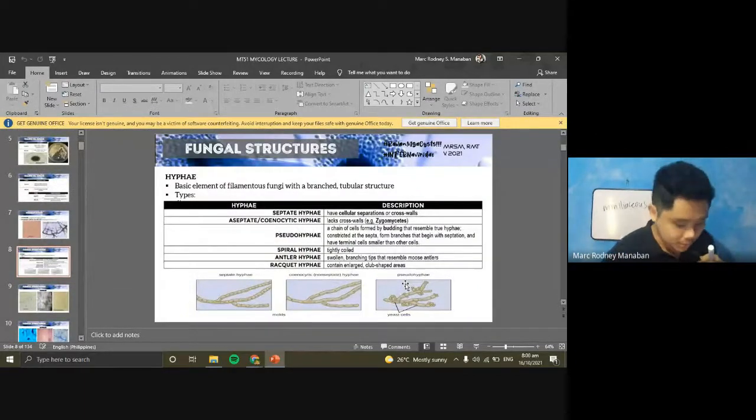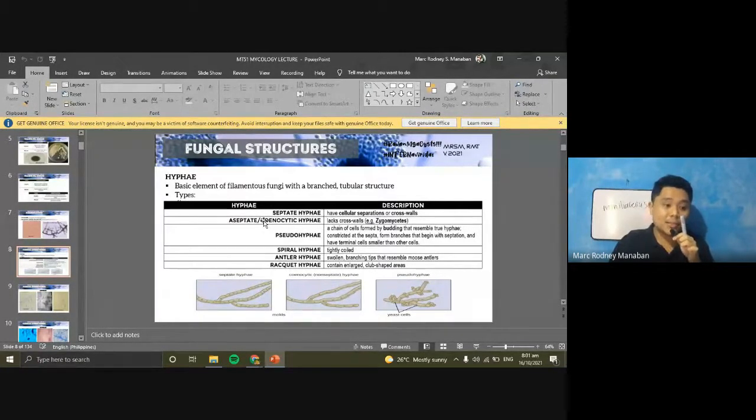All right, next, we go to your fungal structures. We'll start first with the hyphae. The hyphae is usually the fundamental structure of the filamentous fungi, or the molds, no? Yeasts can also produce hyphae, all right? But seldom is it true hyphae. Usually, the yeast produce pseudohyphae. So the hyphae, again, is the basic element or the fundamental structure of the filamentous fungi, the molds, all right? But the yeast can also produce hyphae, though seldom true hyphae. Usually, what they produce are pseudohyphae.